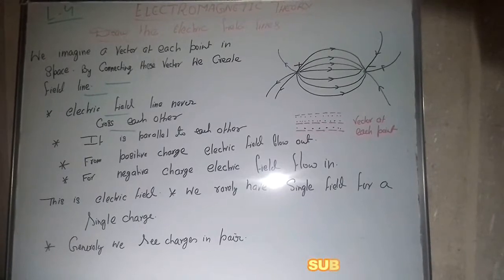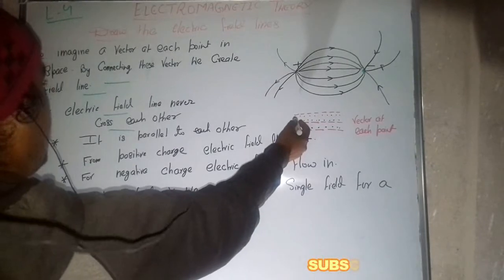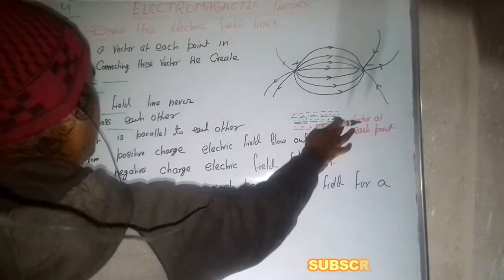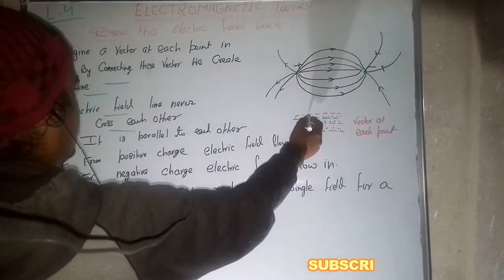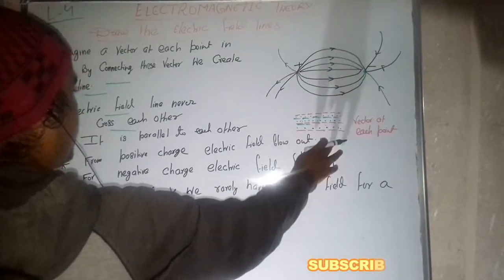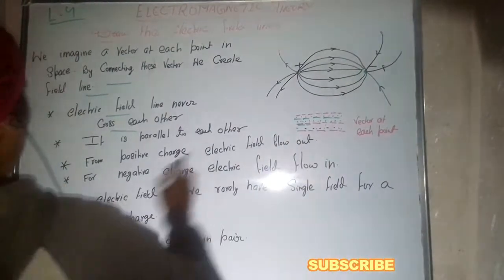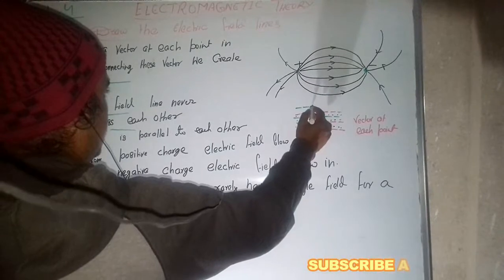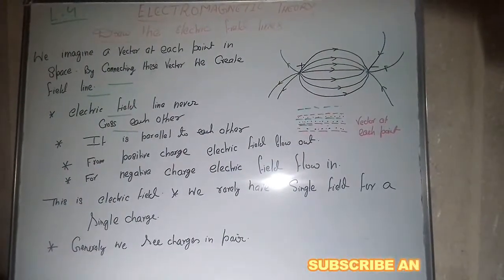Imagine that space has infinite points. Space has many points at each interval, and at each point there is a vector. These red lines are vectors and these dots are points in space. So when we connect these vectors we can get a type of field, and this is the electric field.